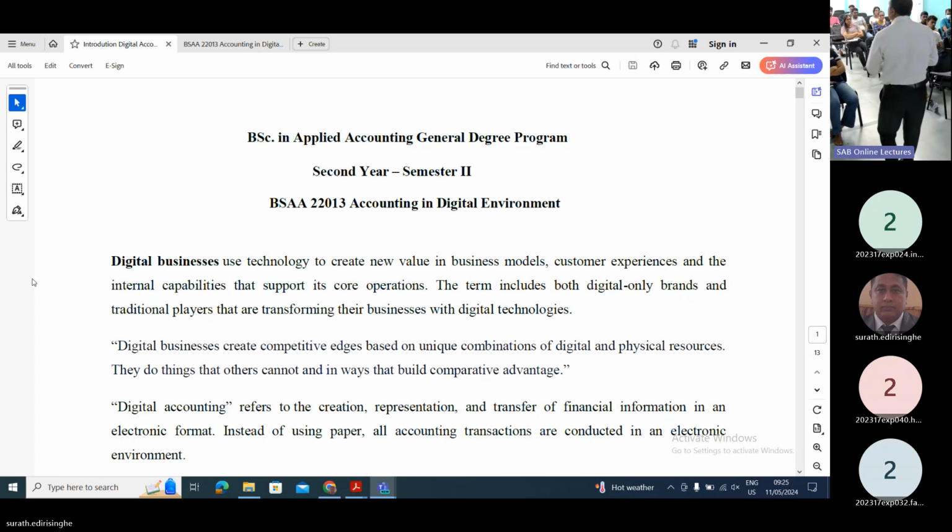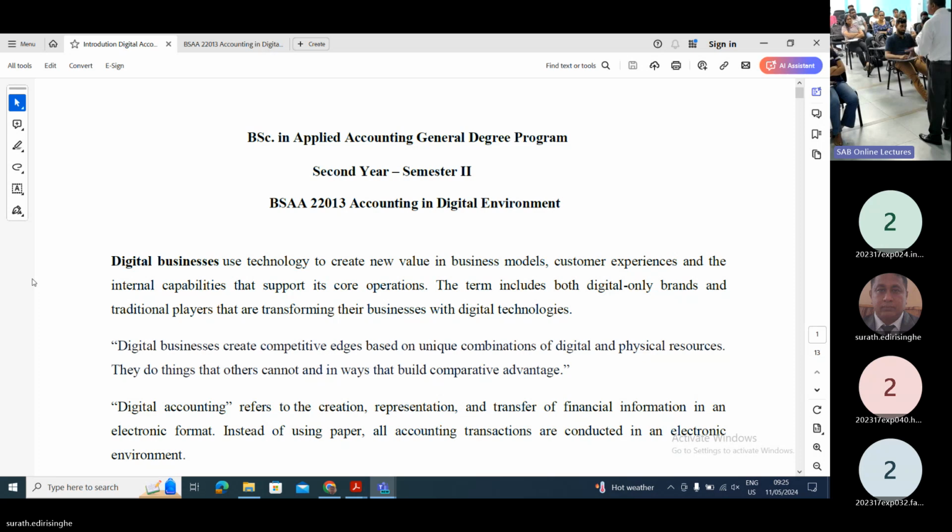Competitive edge means competitive advantage. You study the marketing subject. No, competitive advantage, based on a unique combination of digital and physical resources. There are two resources used by business people. Physical resources: what are the physical resources? Property, plant and equipment, human resources, inventories like raw materials. These are called physical resources.